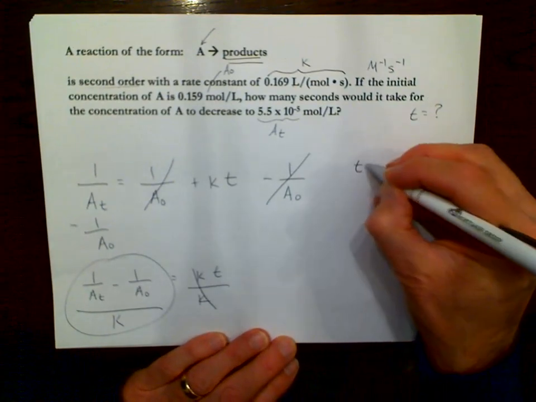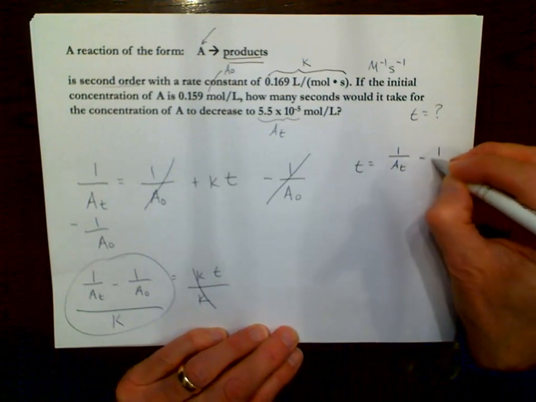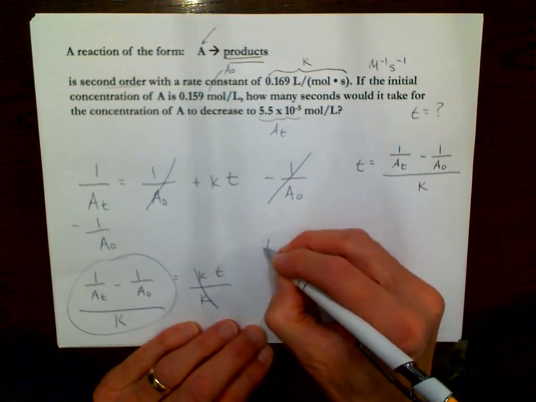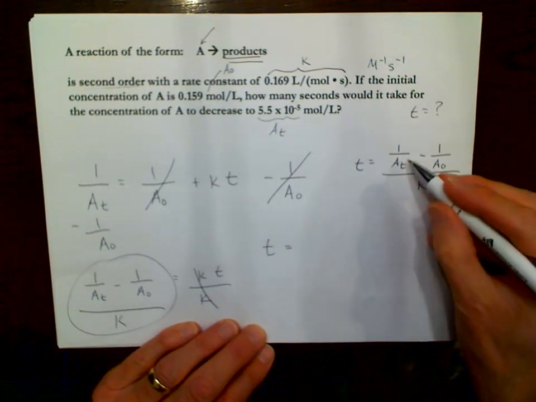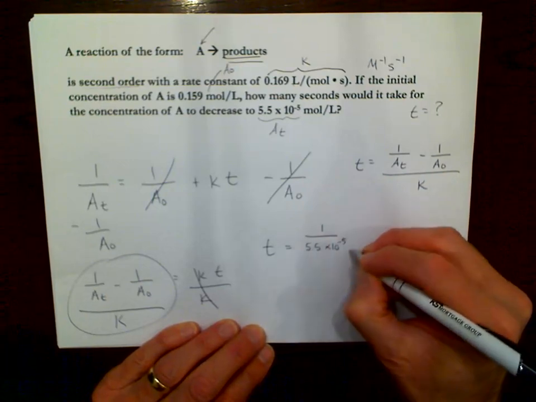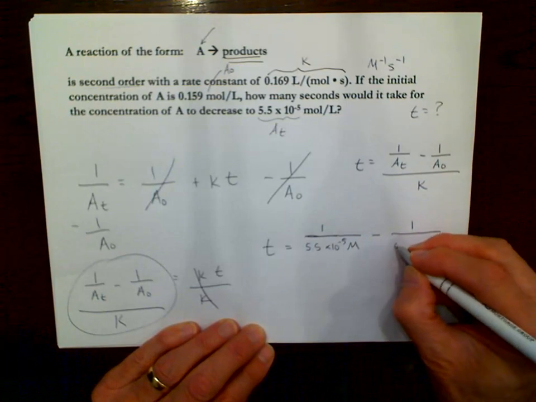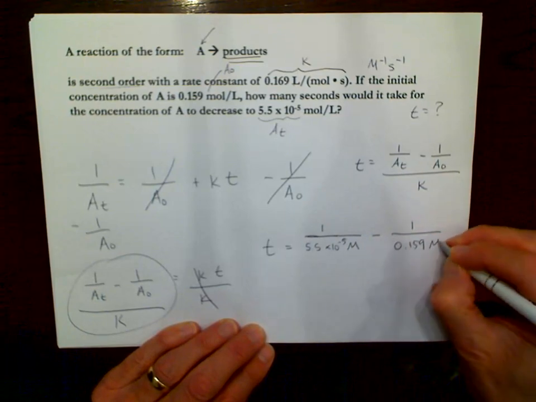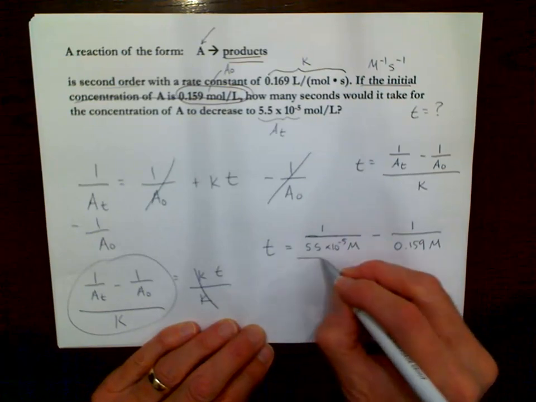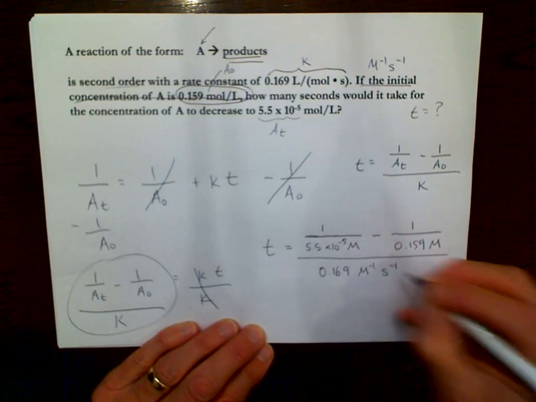So to find the time, I just got to take the inverse of the amount at time t, subtract that from the inverse of the amount initially, and divide by the rate constant. Let's see if the units work out. So t is going to be equal to 1 over A at time t, 1 over 5.5 times 10 to the negative 5 molar, minus 1 over 0.159 molar, that's my initial concentration right there, and we're going to divide this answer by 0.169 per molar per second.